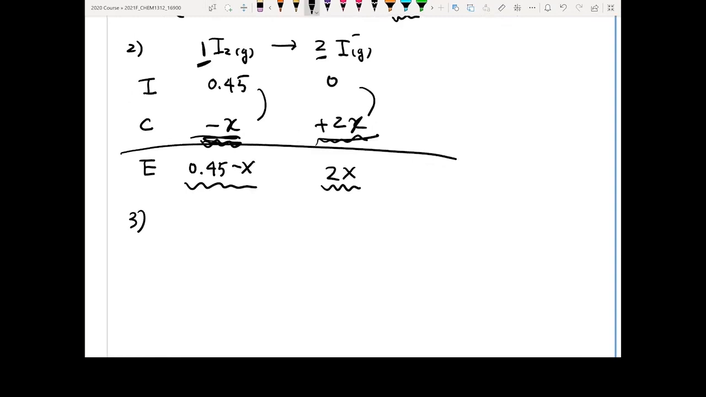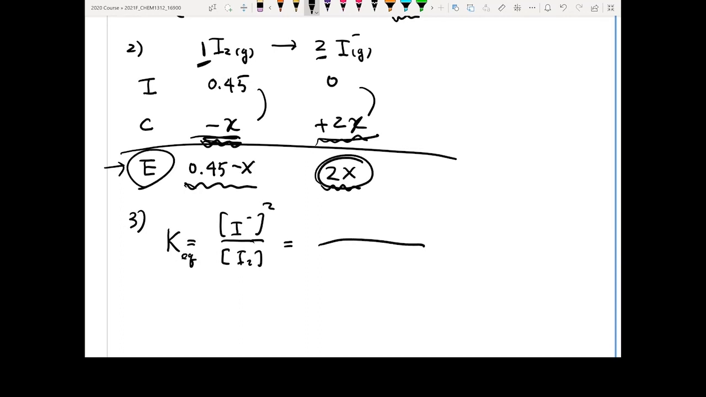Number 3 is you're going to solve for your X, right? From this equation, you can write your K equals I minus to the second power over your I2 concentration. What is the concentration of your I minus at equilibrium? This is a Keq, right? It means that is the final thing you can put into the Keq equation. What should you put in for your I minus? 2X. Don't forget raised to the second power. How about your denominator? That's right.